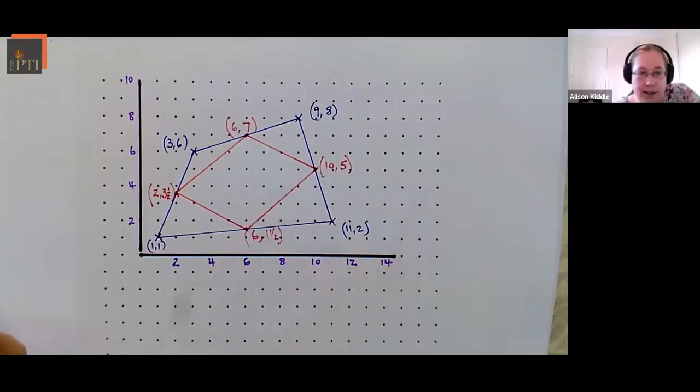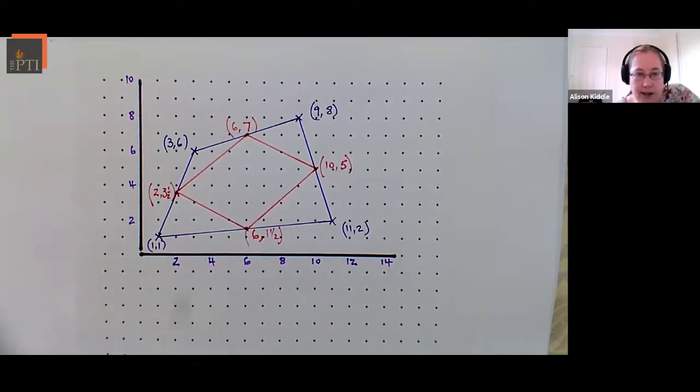Let's check, Alison. I was going to say, with the coordinates, I think we can check quite easily if it looks like a parallelogram or if it actually is. So how would you go about proving that this is a parallelogram and not just a near miss?